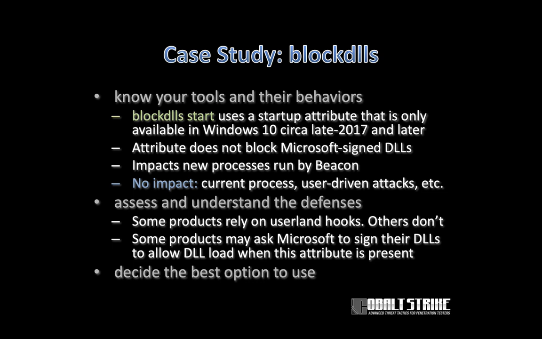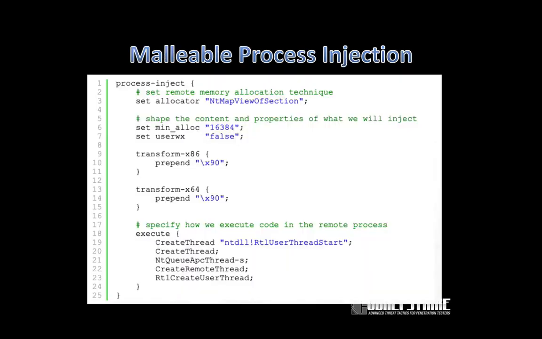But when you're aware of the tool and you're aware of the defenses, you can decide when this option is a good option to use, and it can be very useful to you in those cases. I stated that process injection is a risky behavior in the Cobalt Strike product. You may have noticed with fork and run, Cobalt Strike does a lot of process injection. So, what can we do about that?